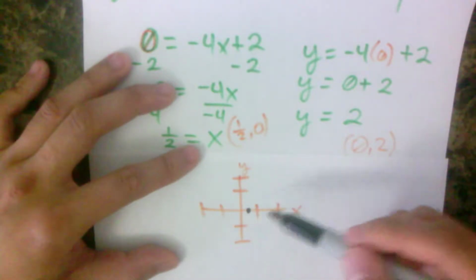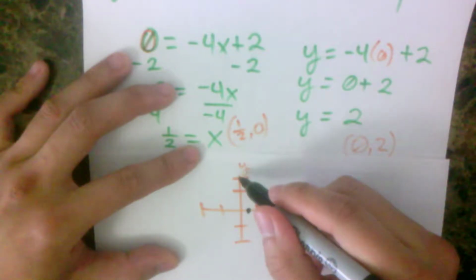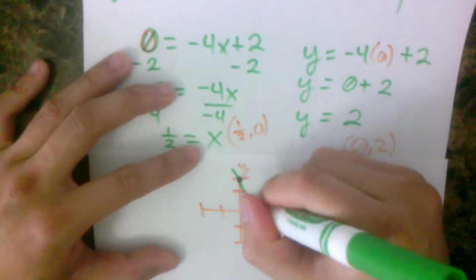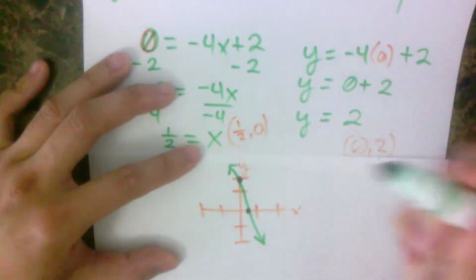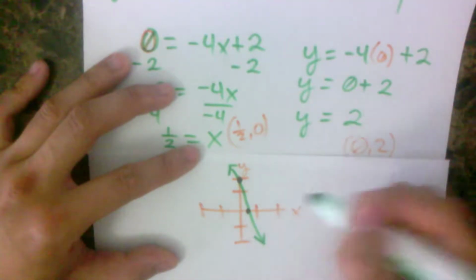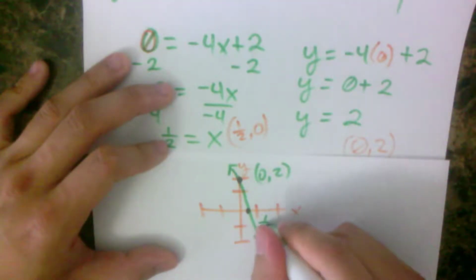And then over here is 0, 2. So 0, but up 2 spots. Those are your two x and y intercepts. Given your x and y intercept, you can now draw a line right through them. And there's your line. You would want to label your x and y intercepts. So that point here was 0, 2. And this point down here was 1/2, 0.